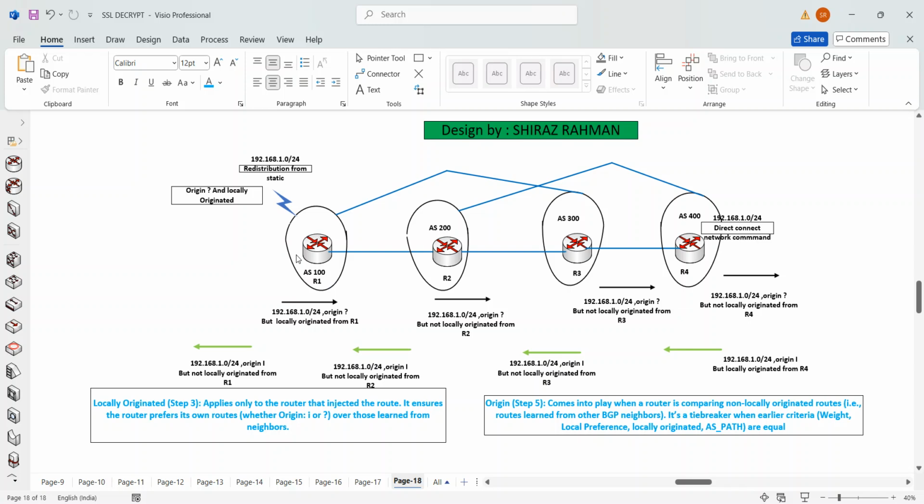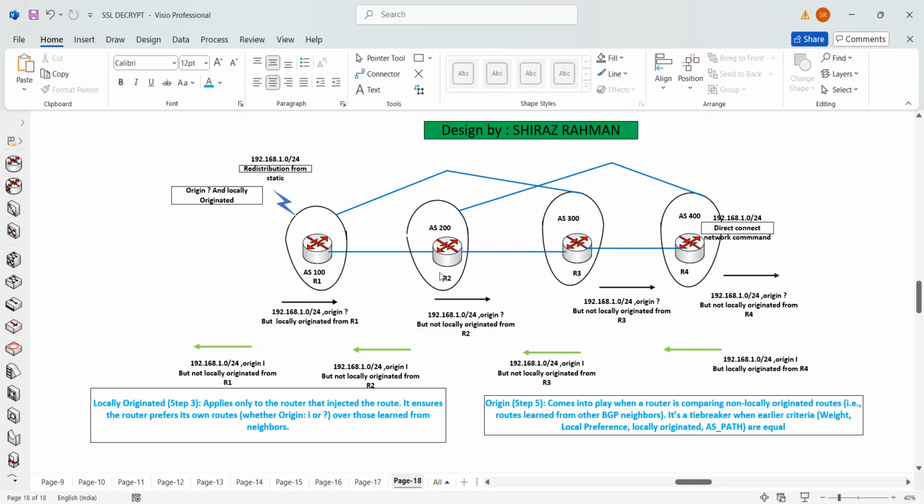number 3, right? Because this route is originated at itself. And the green route has origin I also, but it is not locally originated from R1. It was originated from R4, right? The same goes for R2. Now let's see R2.